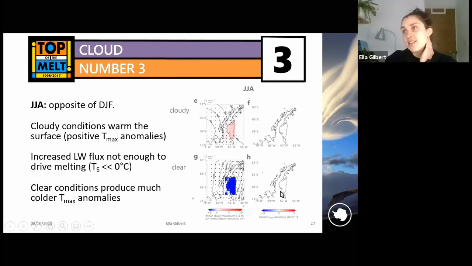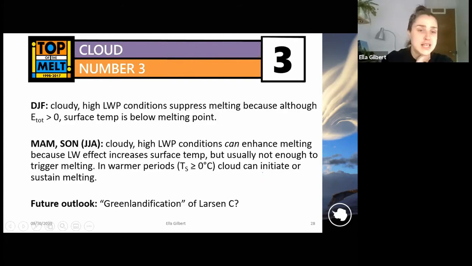Usually the temperature is too low to allow for any melting, so that's why I've got 0 anomalies here, because you very rarely get any melting. So the effect of cloud is almost unimportant. In spring and autumn, the cloud actually increases the long wave flux, and if it's warm enough, can trigger melting.